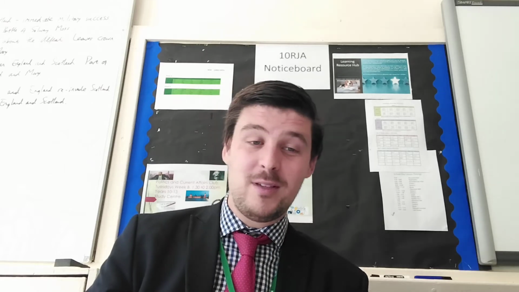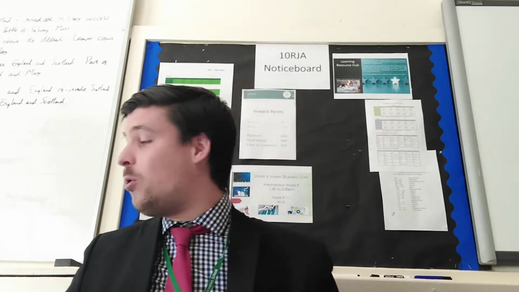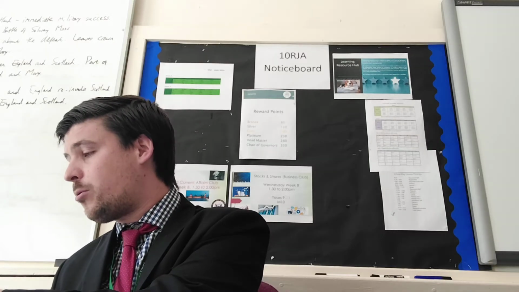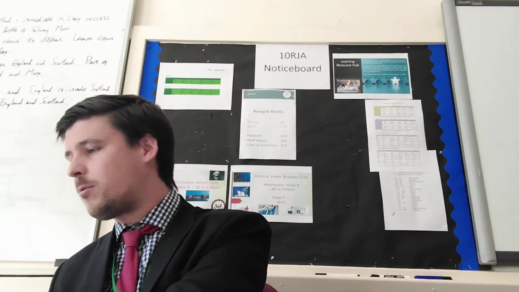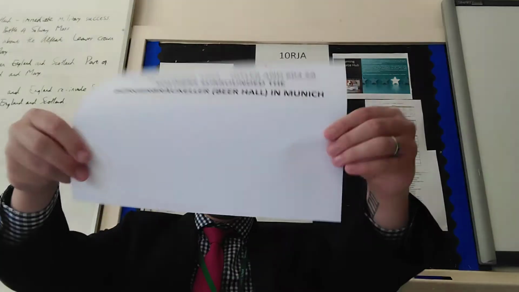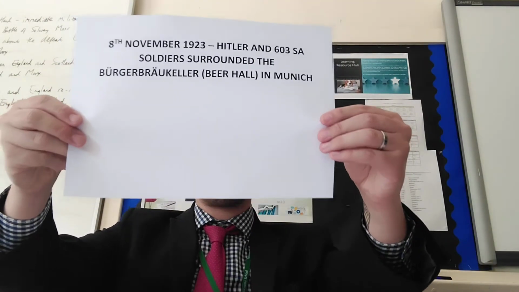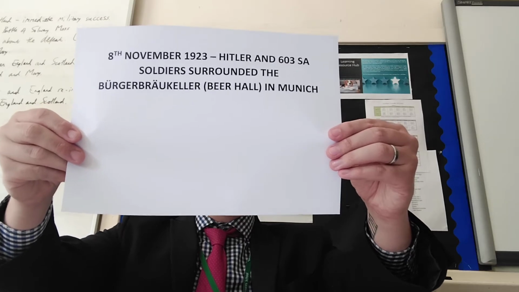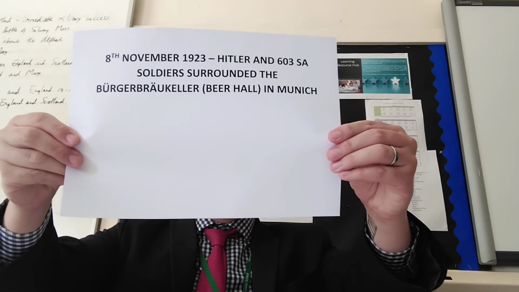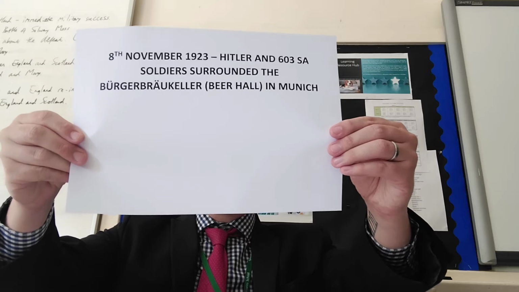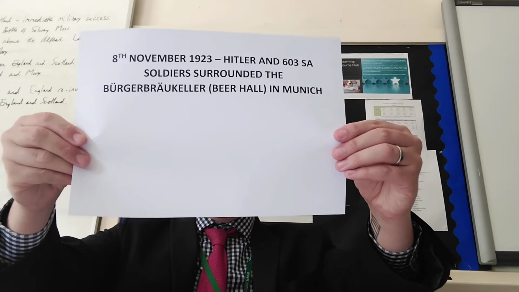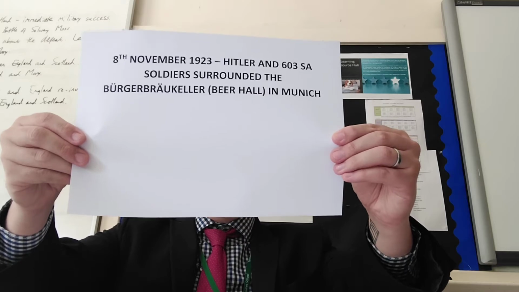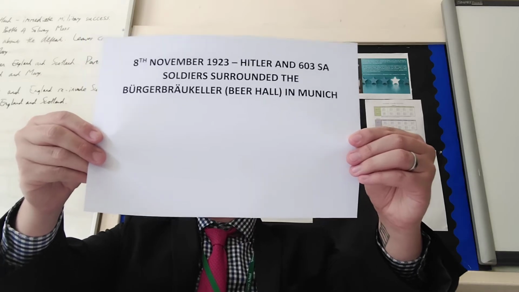In November 1923, in Germany, you ended up with the Munich Putsch, which all the papers put together. So you get the Munich Putsch in November 1923. So it was on the 8th of November 1923, Hitler and 603 SA soldiers or stormtroopers surrounded the Bürgerbräu Keller, in Munich, a beer hall, where the local Bavarian government was meeting up.